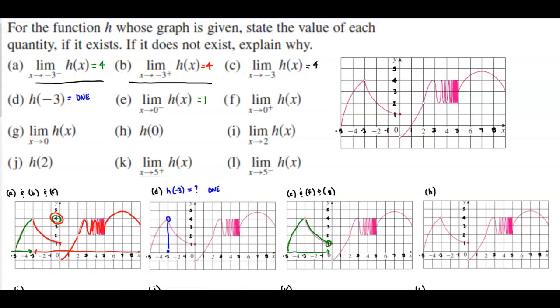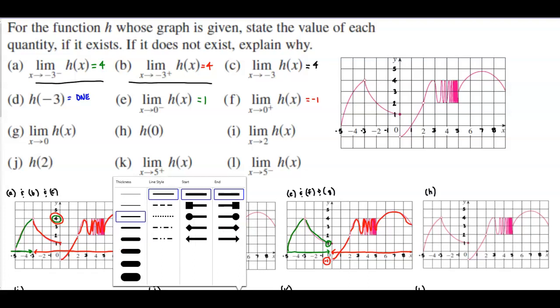Now in part F, we want to find the limit of the function as x is approaching 0 from the right. So as it is approaching 0 from the right, we can see that the function goes in this direction, and then it ends up at -1. So therefore, this is equal to -1.